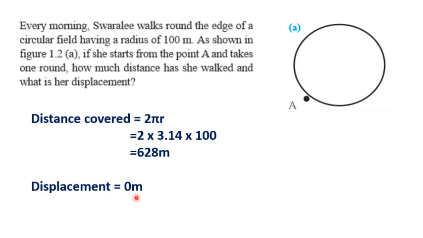So we have distance as 628 meters and displacement as 0 meters, because there was no displacement taking place. From the initial point, she is again reaching the initial point. There was no final point.